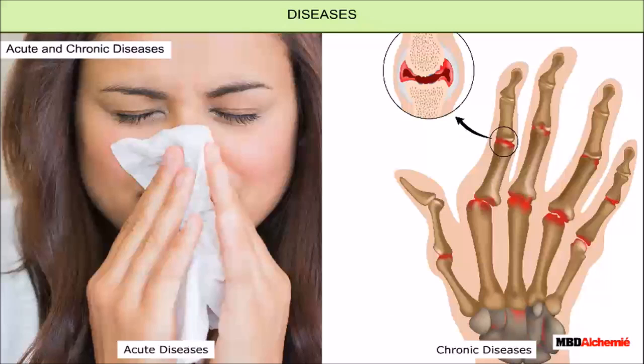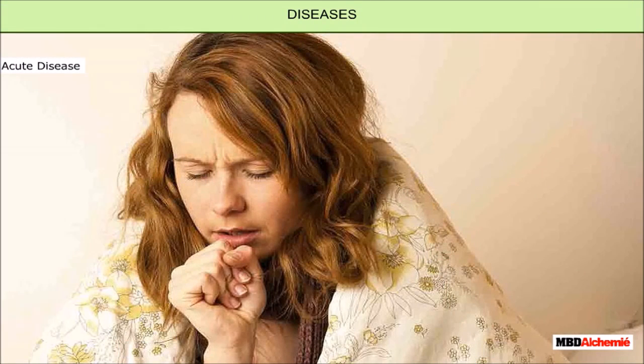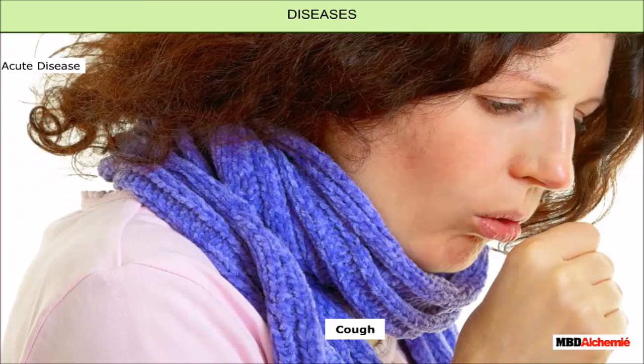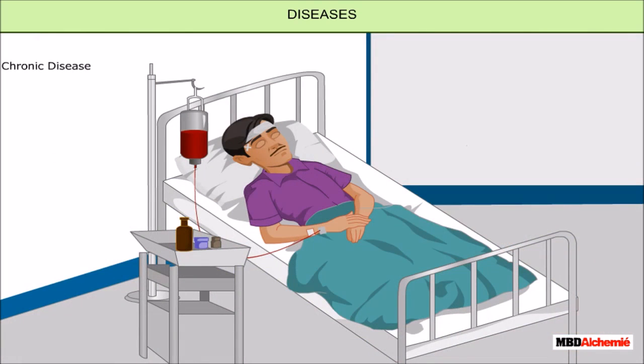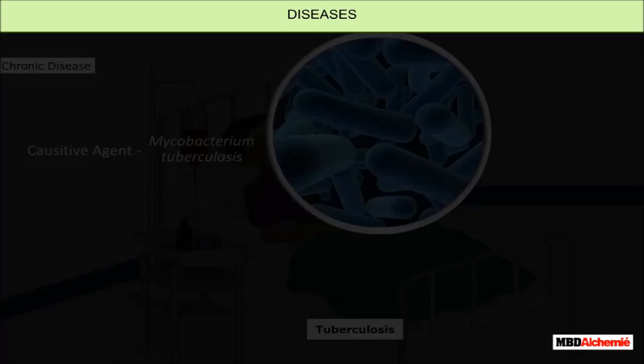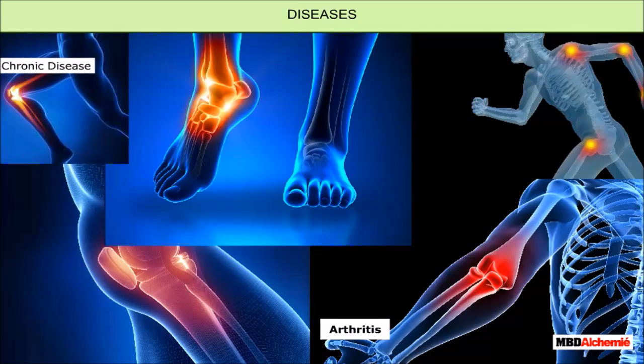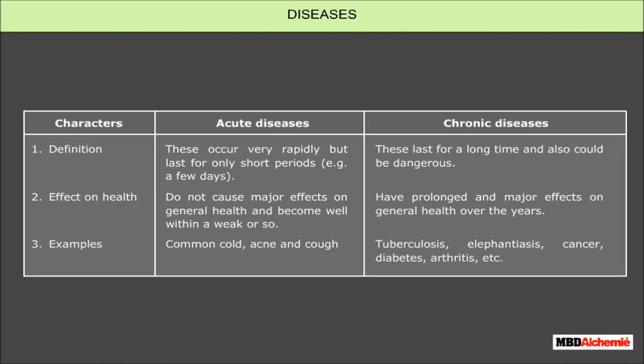Acute and chronic diseases. Acute diseases occur very rapidly but last for only a short period, like common cold and cough. These diseases do not cause major effects on general health and the person becomes well within a week or so, whereas chronic diseases last for a long time, like tuberculosis, elephantiasis, cancer, diabetes, arthritis, etc. These diseases could be fatal. They have prolonged and major effect on general health over the years. The differences between acute and chronic diseases are listed in table.